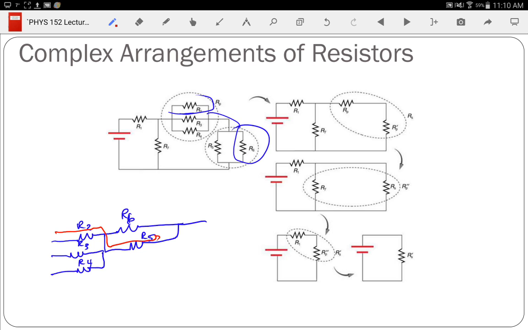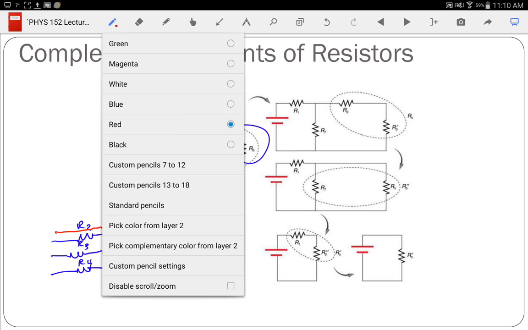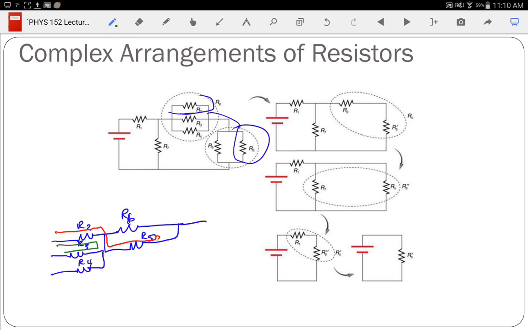So if R5 was not there and it was just going to R6, would it be valid to say that R2 was in series with R6? It would not, because I could also have current do that. It's an option. Not an expected outcome, but it's a possibility. So it's still not in series.